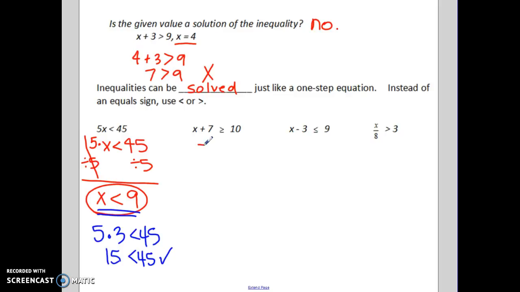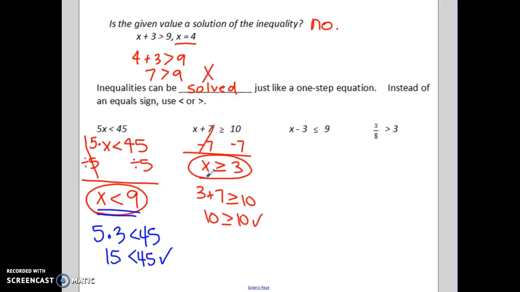For the second one, you want to subtract 7 from both sides, and you get the solution x is greater than or equal to 3. So in this case, you actually can choose 3 to plug back into your equation because you get the statement 10 is greater than or equal to 10, and 10 is obviously equal to 10, so that works. So x is greater than or equal to 3 is your solution.